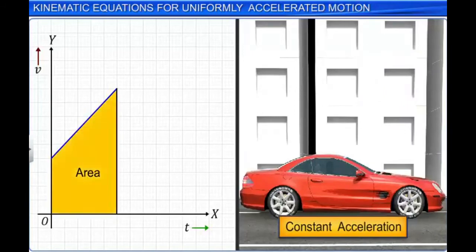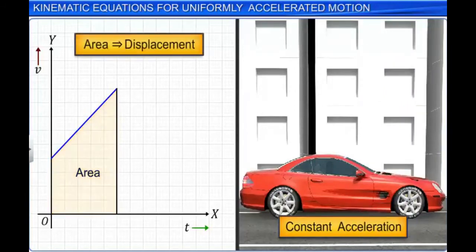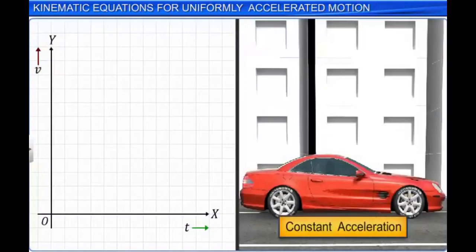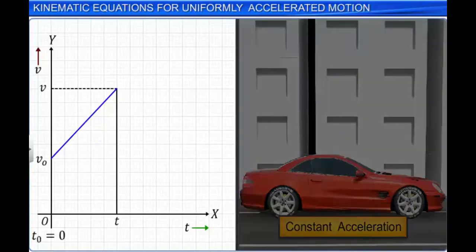There are three important kinematic equations for uniformly accelerated motion. Let us derive these equations one at a time. The first equation is the relation between initial velocity, v naught, final velocity, v, uniform acceleration, a, and time t. The velocity of an object is v naught at t naught equal to 0 and v at time t.